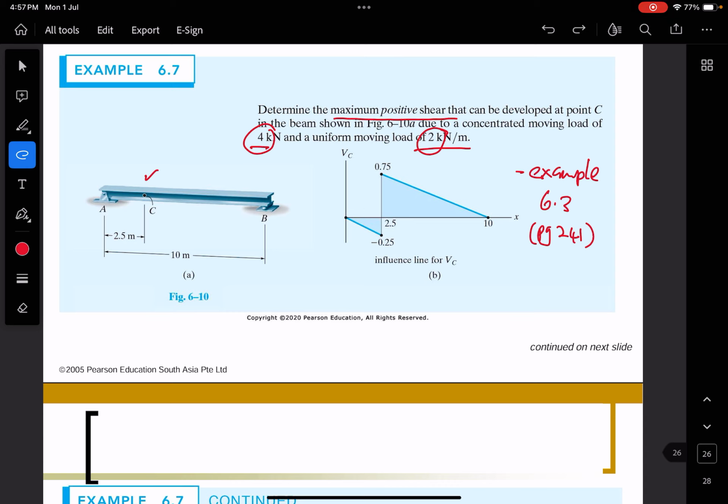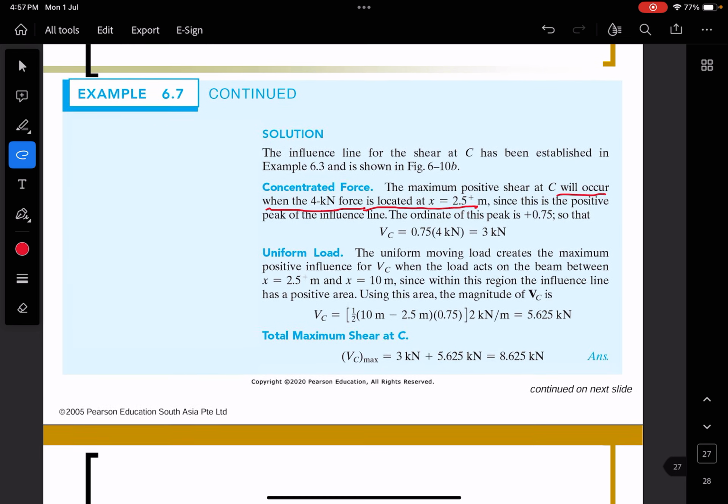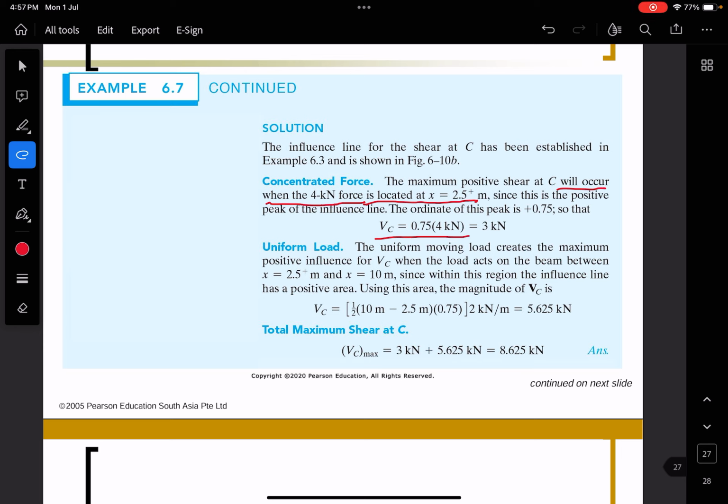So in this case, it's better to put 4 kilonewton at the highest value of shear. So in that case, your 4 kilonewton is multiplied with 0.75. So it will give you 3 kilonewton for shear force, rather than if you place the 4 kilonewton force at the negative area. Okay, this is for the concentrated force.